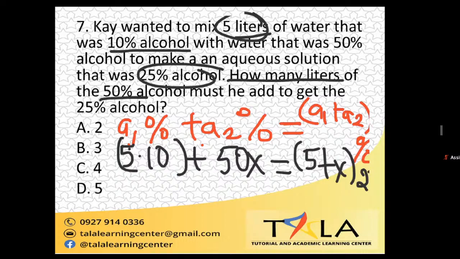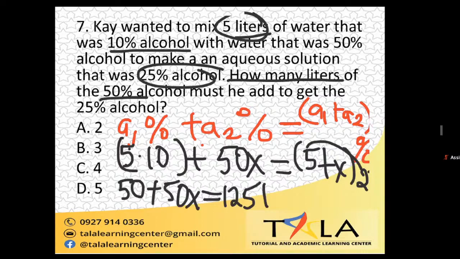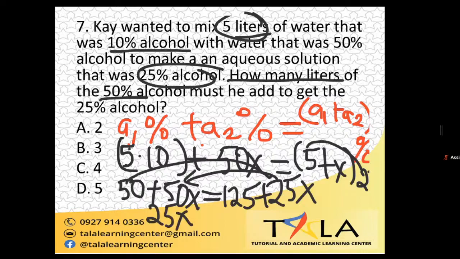Okay? So, 5 times 10, that's 50, plus 50X equals 5 times 25, that's 125, plus 25X. So, X muna, similar or like terms. So, 50X minus 25X, that's 25X. And then, 125 minus 50 is 75. So, the value of X is 3.